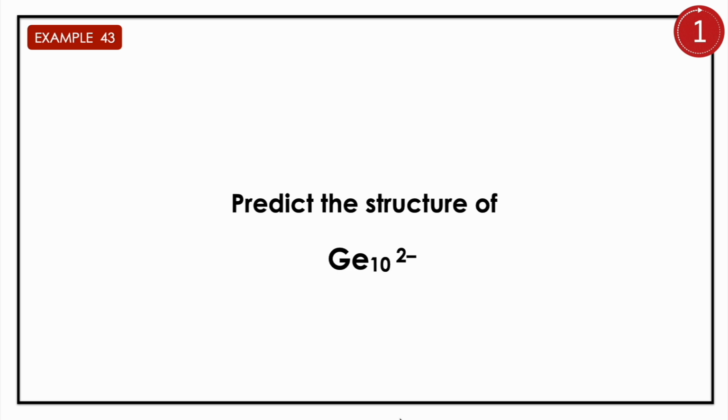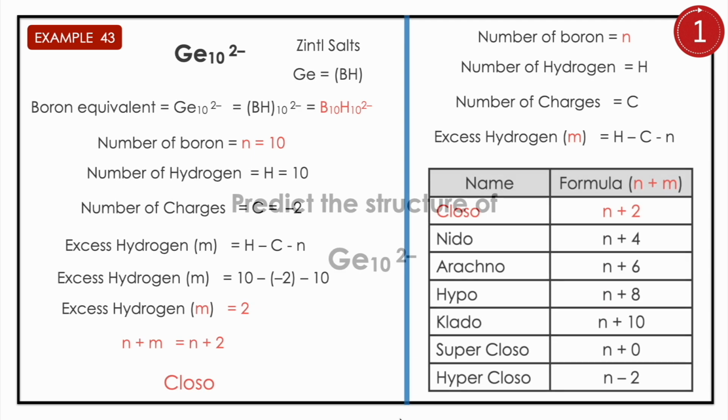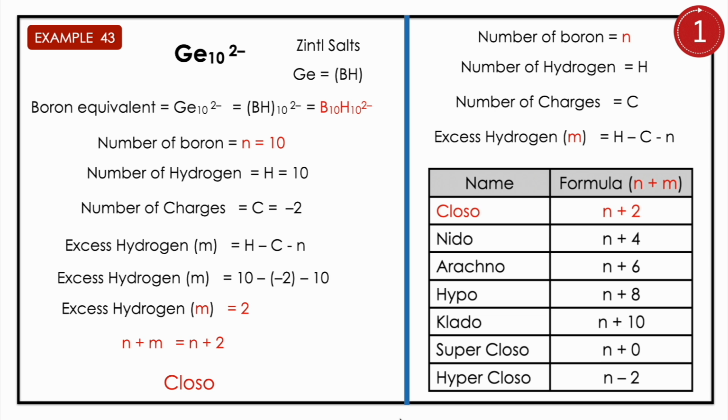Then the next example, here you have germanium 10 2 minus. It is a Zintl salt. You should find the structure of the molecule using Wade's rule. Here you have the starting material, which is germanium. The whole structure is made up of only germanium. It is a metal cluster, so it is a Zintl salt. So for the Zintl salt, we should write the boron equivalent. Germanium is in the carbon series. Boron equivalent will be BH.